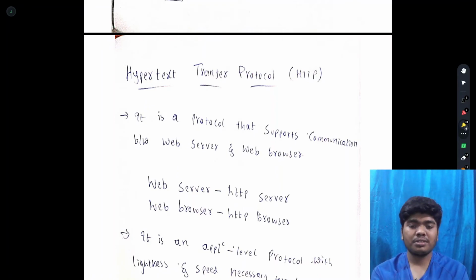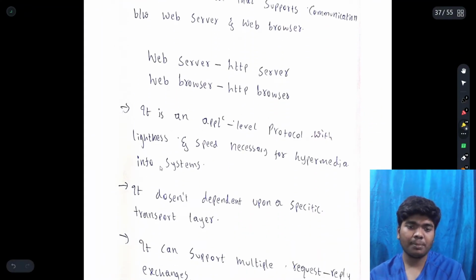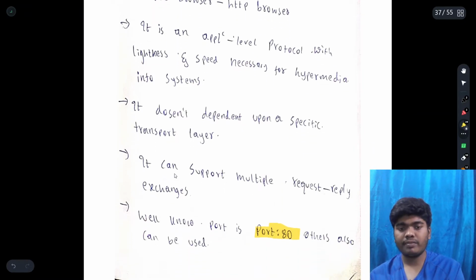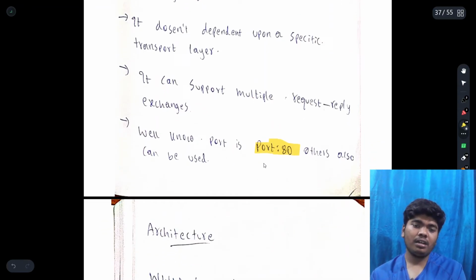It is used as an application level protocol with the speed necessary for the transfer of hypermedia information systems. It doesn't depend upon a specific transport layer. It executes with multiple types of transport layers. It can support multiple request reply exchanges. It is mainly well known on port number 80. Others can also be used.